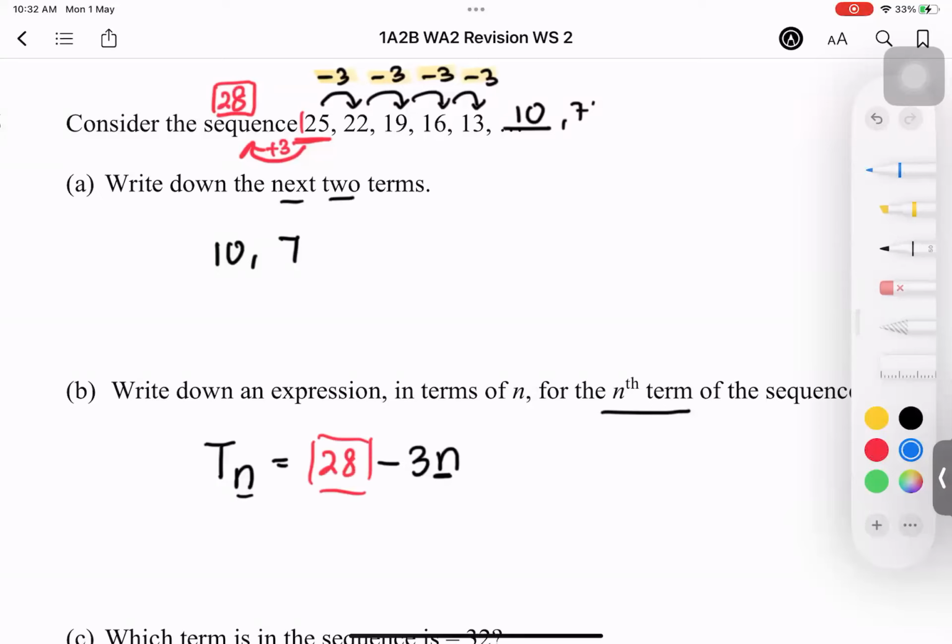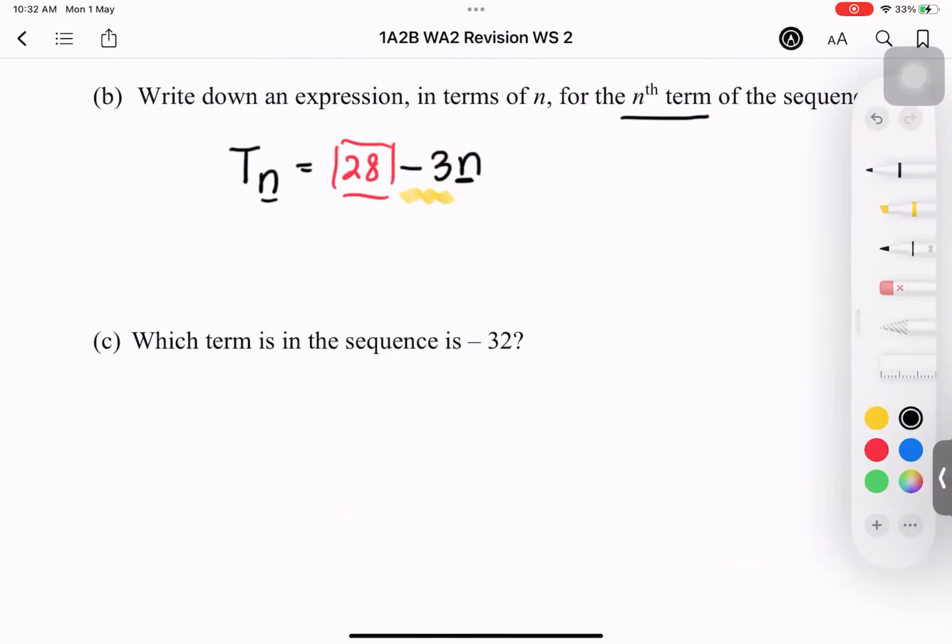This works for all the -3, -3, -3. If it's +7, then the term over here will be +7n. If it's minus, minus, minus, then this will be -7n. Then you find the number in front, the term before the first term. Okay, so now we know the formula already. We will need to use the formula.